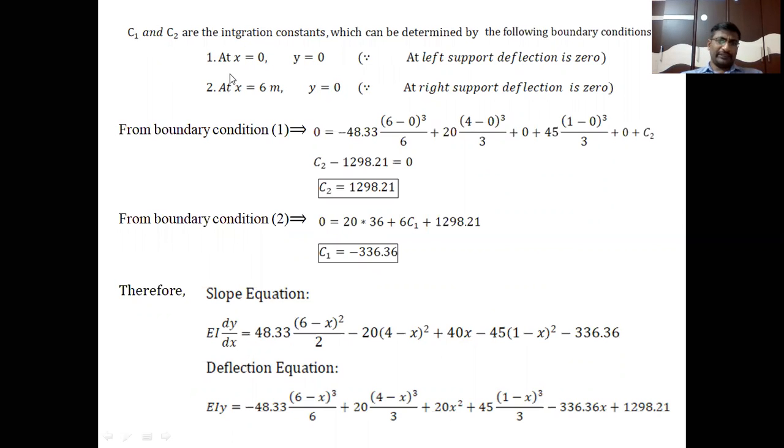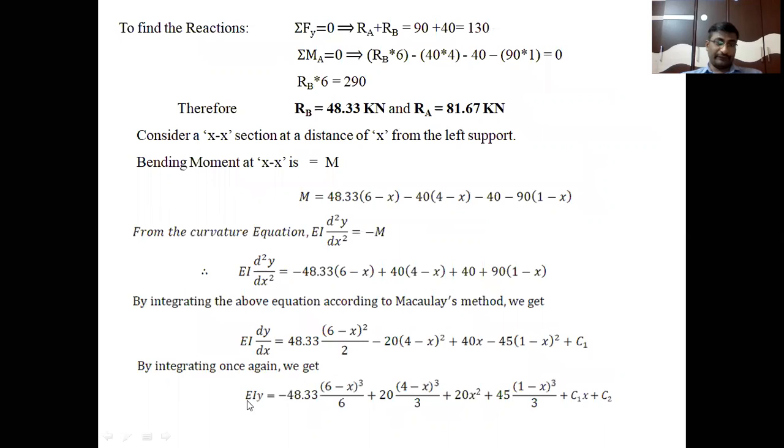By substituting these two boundary conditions into our slope and deflection equation, we will get C1, C2 values. How to substitute boundary condition 1? Boundary condition 1 represents deflection 0 at x is equal to 0. So in the deflection equation, deflection means y. On the left hand side, if you substitute y is 0, then left hand side value is 0. So 0 is equal to, in place of x, you have to substitute 0.